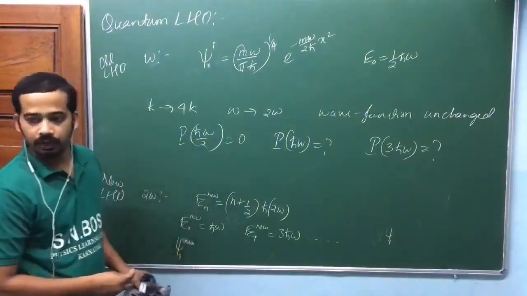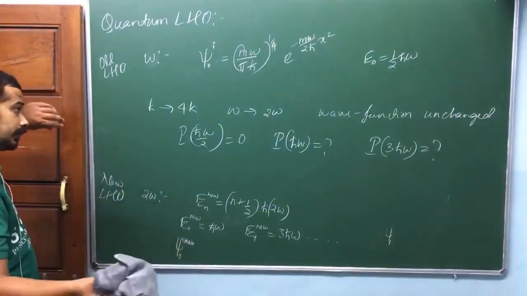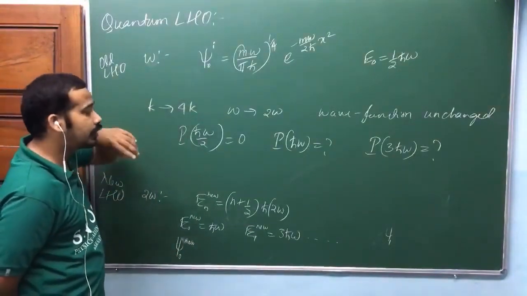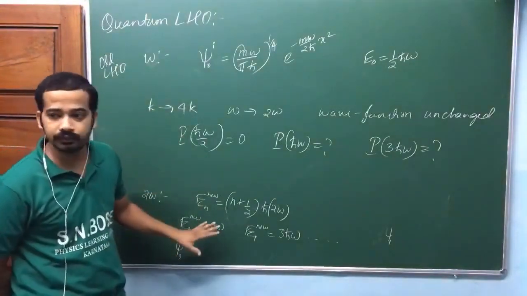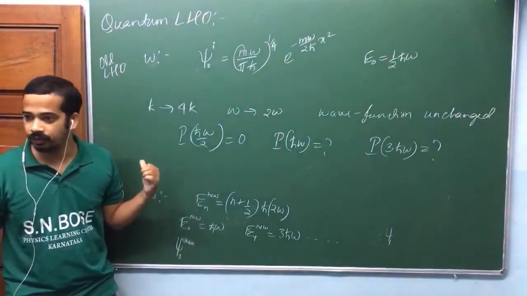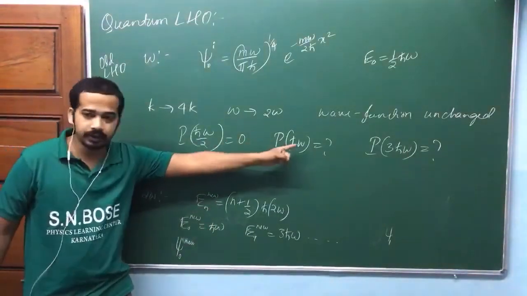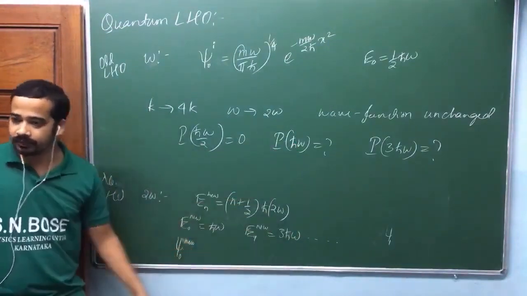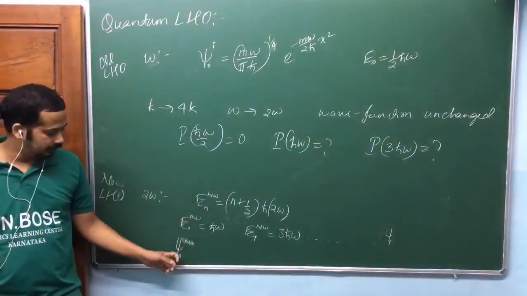I need psi naught nu. Now look at here. Most of you, when I have taken interview sessions, directly write the answer. I am not asking what is the probability of getting the ground state of the new LHO. I am asking the probability of some particular energy. First you should see the energy, then you should write the corresponding wave function, isn't it? You are directly writing the final ground state.